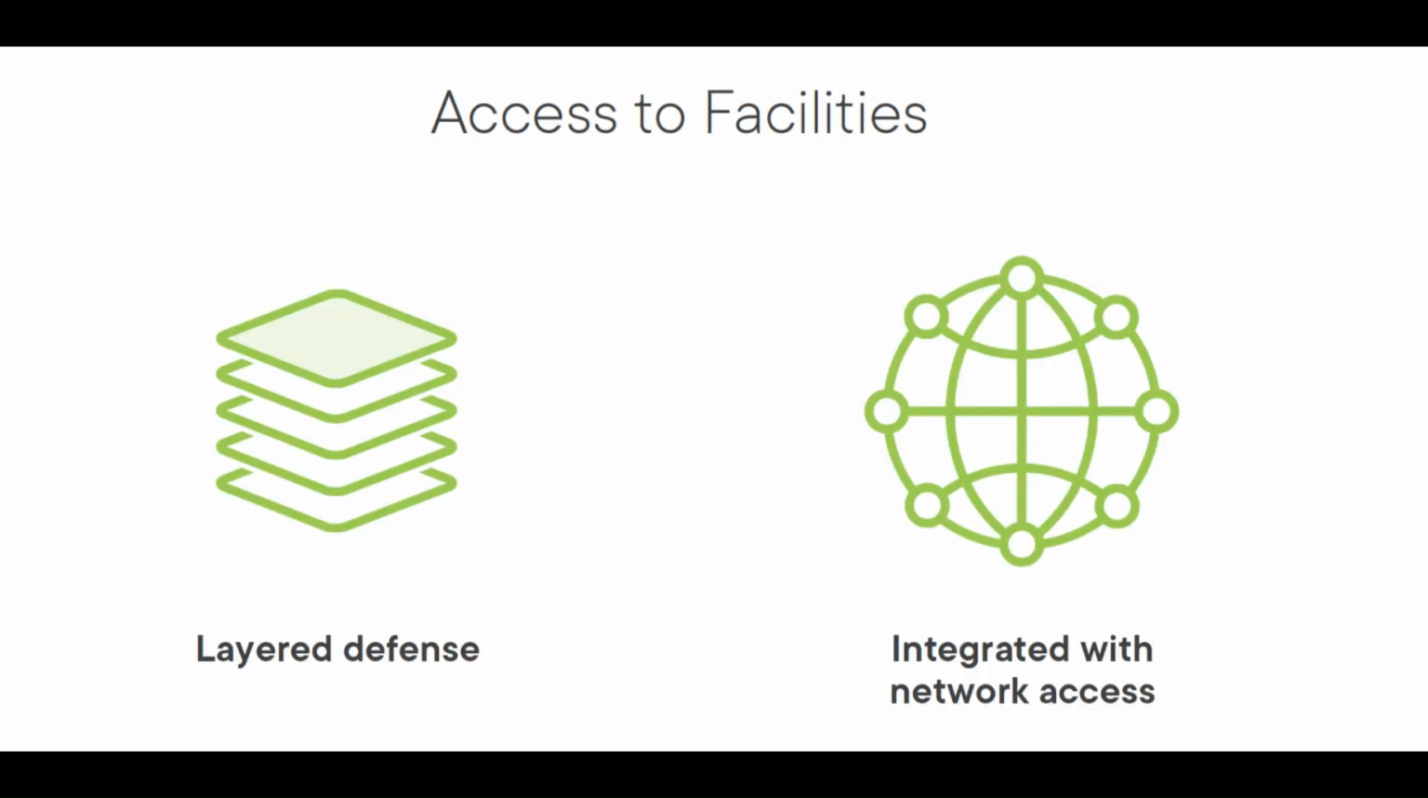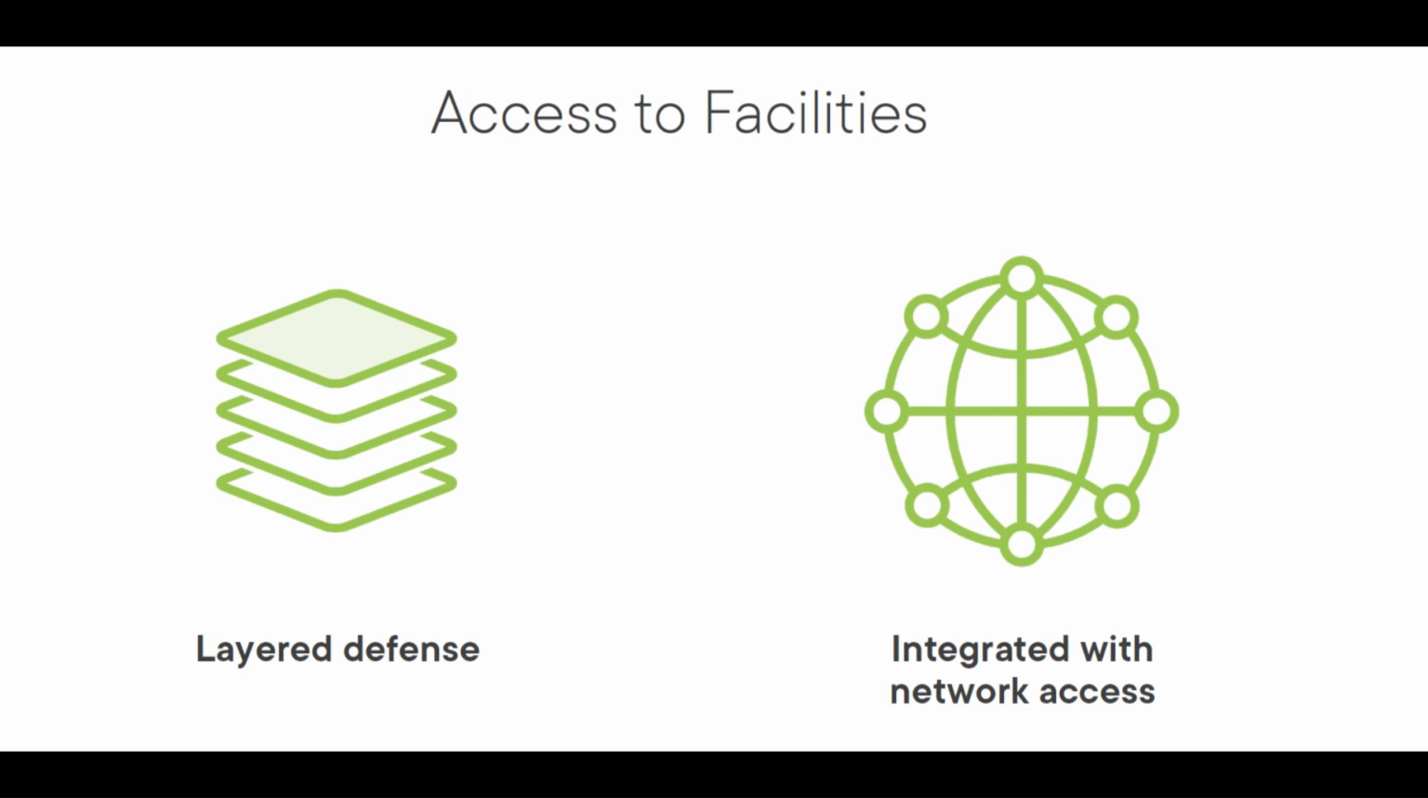We talked back in the security architecture domain of how this was a layered defense, and physical security often is a good example of how we put in a series of different obstacles to prevent unauthorized access to something of value. We also know that many times today access to facilities is integrated with access to our logical systems, our networks, desktops, and applications as well.